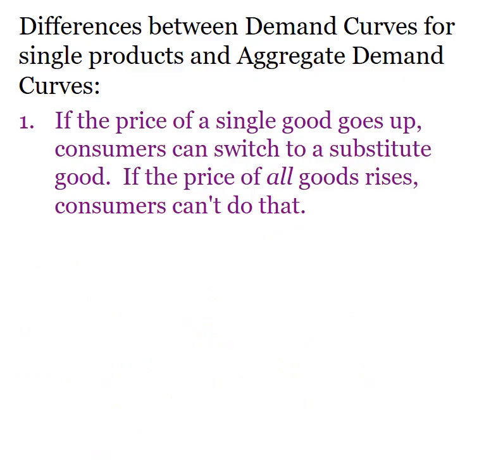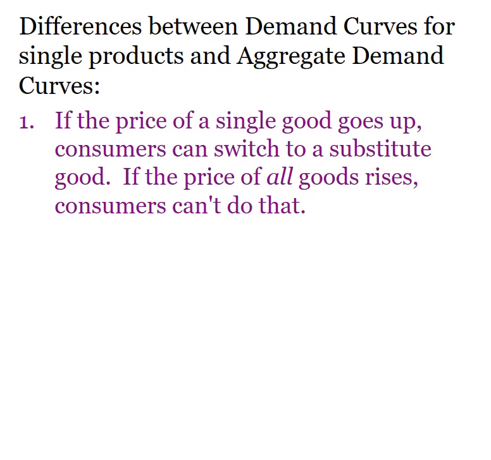We have a few more differences between simple demand for a single product and aggregate demand before we get into shifting, moving along the curve, and all of those things. So the first difference between the two is in regular demand, we had substitutes.